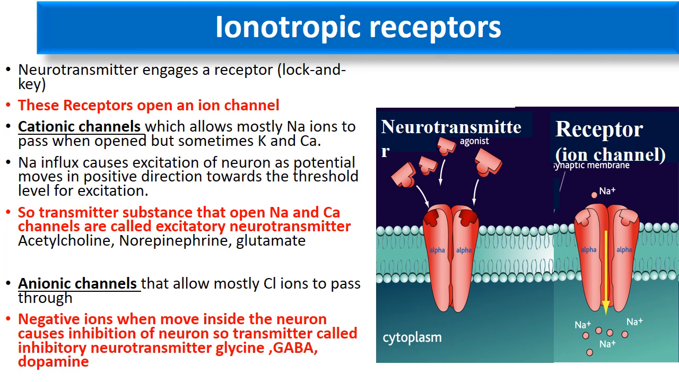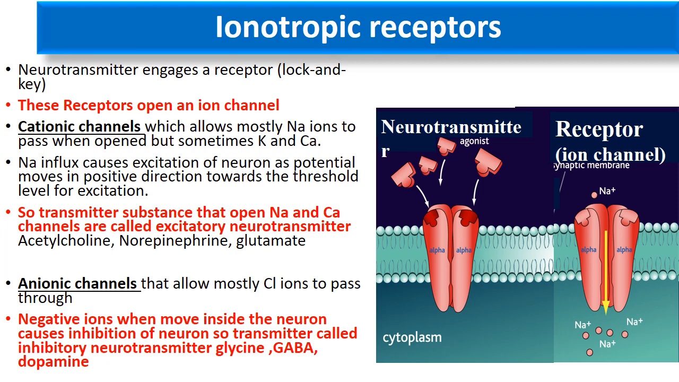Sometimes dopamine acts as excitatory, and at some places in the nervous system, it acts as an inhibitory neurotransmitter. So what will happen if a neurotransmitter binds and opens the potassium and calcium channels? Let's see. They are also cationic channels, but what happens if the potassium channels are open? If a potassium channel is open, since more potassium is present inside, potassium will leak outside. It will move outside from inside, creating more negativity, and the membrane will reach far away from the threshold for excitation. So any neurotransmitter which opens the potassium channels will also cause inhibition.